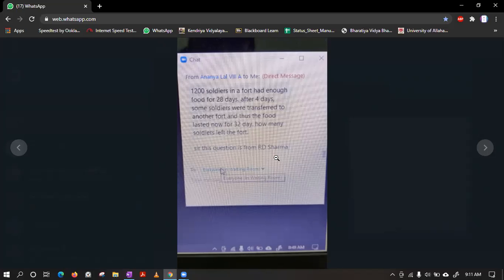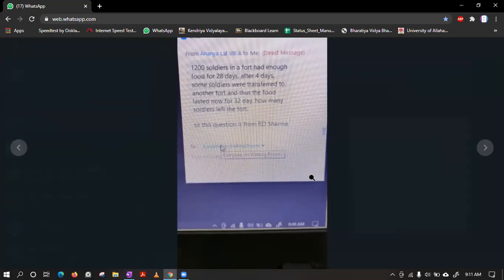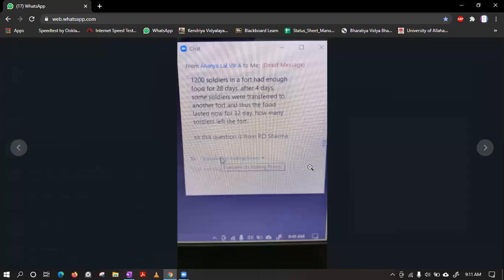1,200 soldiers in a fort had enough food for 28 days. After 4 days, some soldiers were transferred to another fort, and thus the food lasted now for 32 days. How many soldiers left the fort? Please try this question. Tomorrow we'll discuss this one. Have you taken the screenshot? Please confirm.